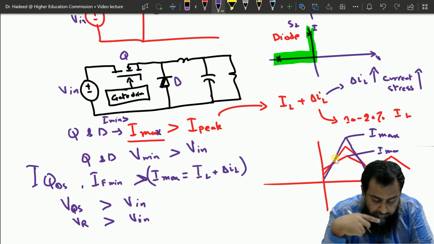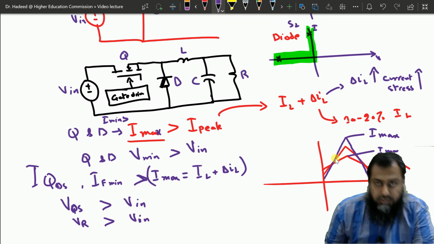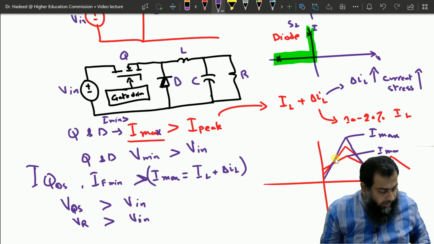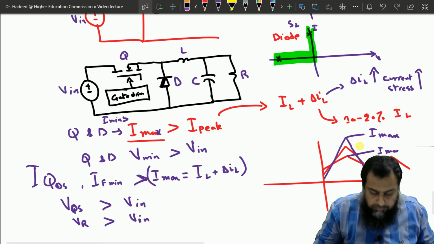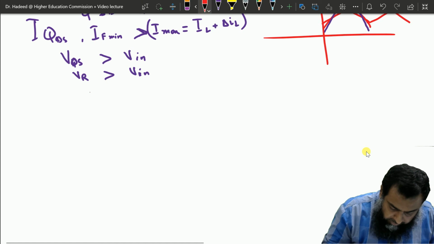Other than that, we have calculated the value of this L, we have calculated the value of this C and this particular resistance R. Now let us move ahead a little bit and see the steps for designing a buck converter. So what are the different steps in designing a buck converter?